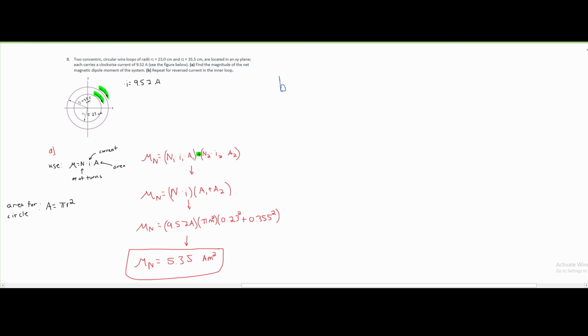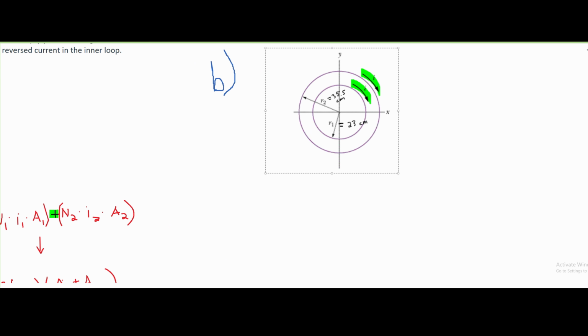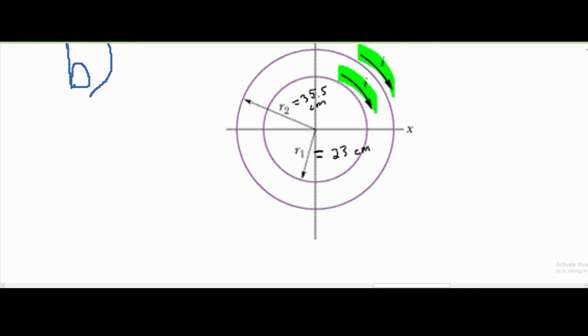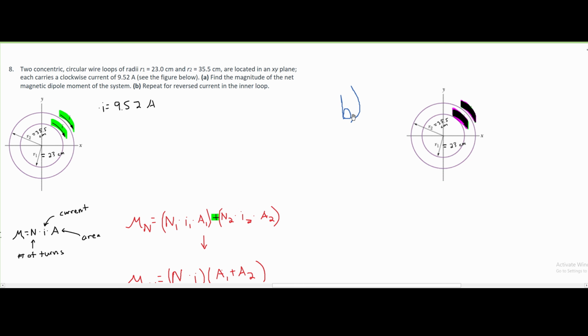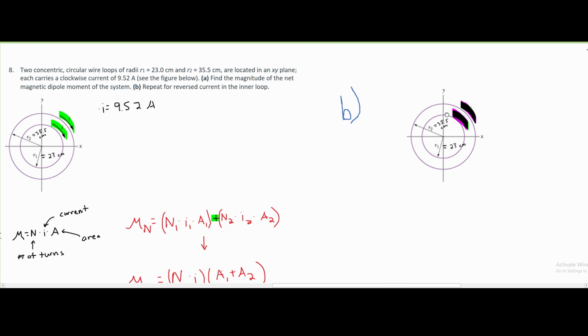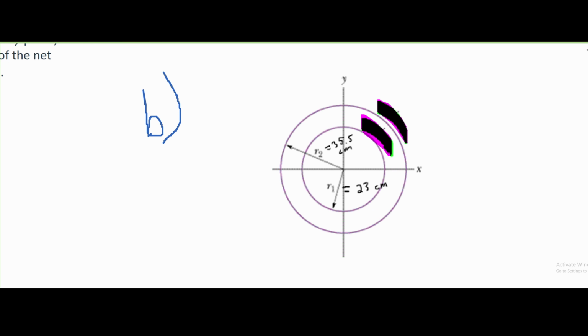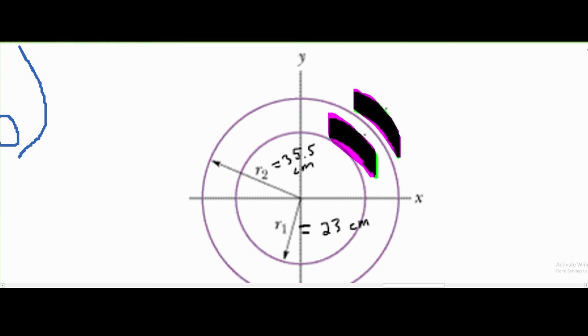Now we are going to look at part B. In part B we have the same problem. However, the one difference is that the current in our inner loop is going to be reversed. So instead of going this way, it's going this way. For B, it's practically the same thing, except the difference is the reversed current in the inner loop. So in our inner loop, our current is now going to go this way, while our outside current stays the same and goes this way.